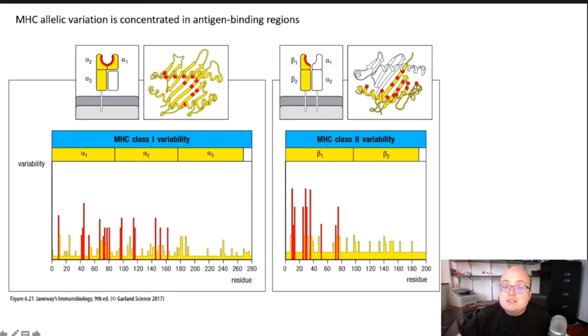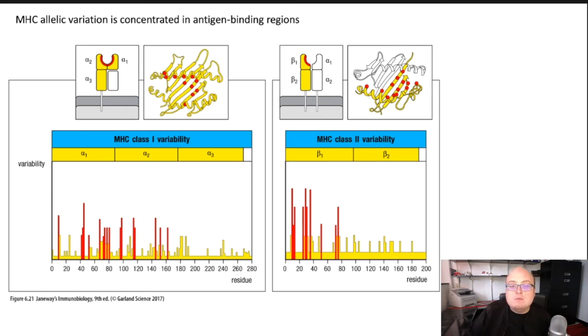We see the same thing with MHC class 2. Only the beta chain here is shown for illustration purposes, but you can assume a similar thing, usually, for the alpha chain. But specifically within the beta chain, we see the same thing. If we take it on an amino acid by amino acid basis, we see the majority of the variation falling within those amino acids that line the peptide binding groove of the MHC class 2 molecule. So a similar idea as what we saw for MHC class 1.